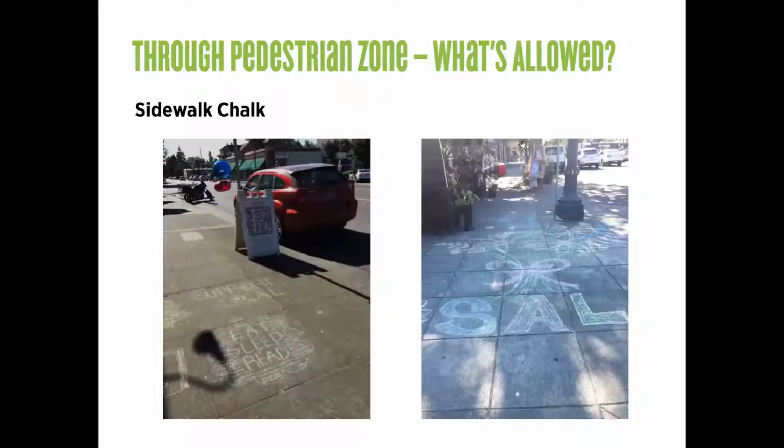One way you can activate this zone that the city kind of looks the other way on is through sidewalk talk. So this can't be overtly commercial. This can't call out the specific name of your business or that sort of thing, but it can be a way to draw people down the block into your space, get people's attention.